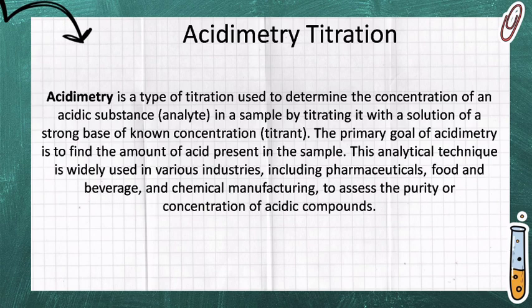Acidimetry is a type of titration used to determine the concentration of an acidic substance, the analyte, in a sample by titrating it with a solution of a strong base of known concentration, the titrant. The primary goal of acidimetry is to find the amount of acid present in the sample. This analytical technique is widely used in various industries, including pharmaceuticals, food and beverage, and chemical manufacturing, to assess the purity or concentration of acidic compounds.